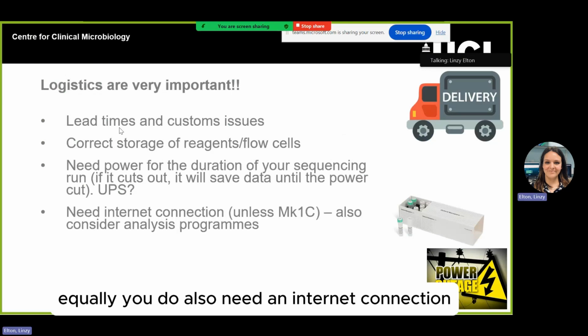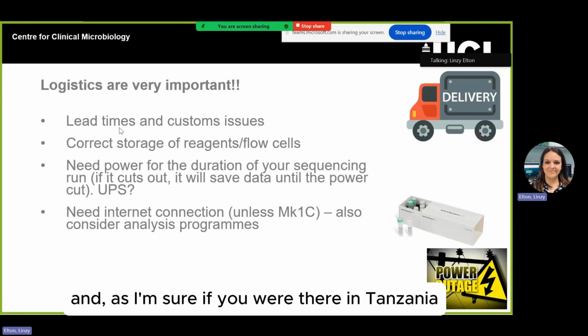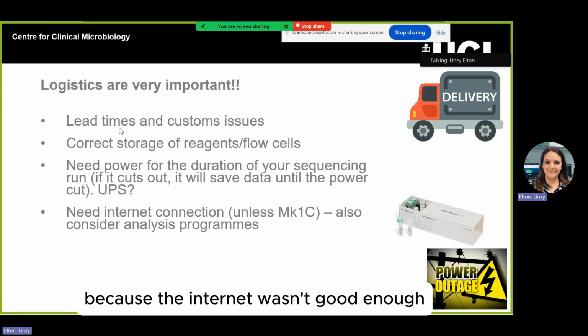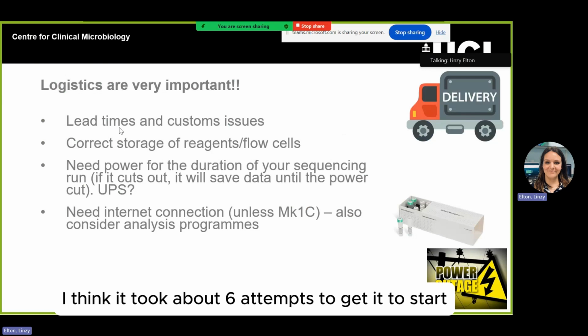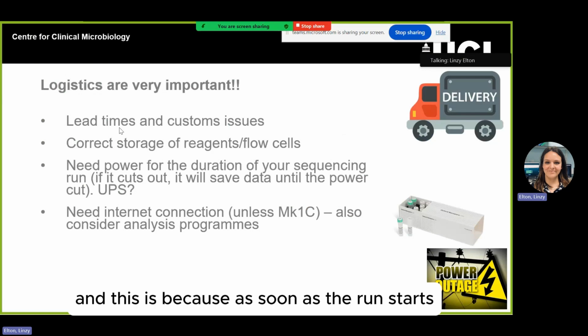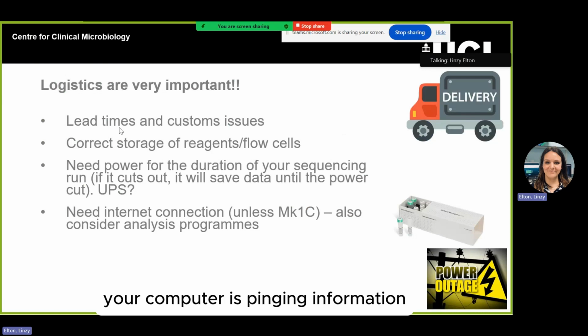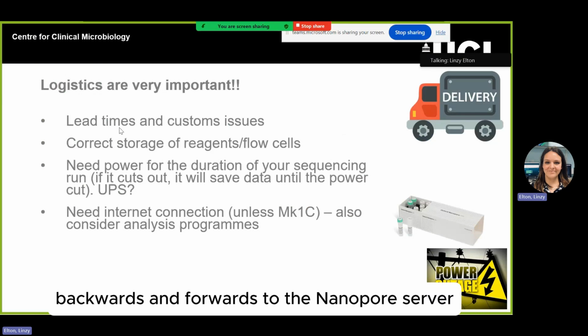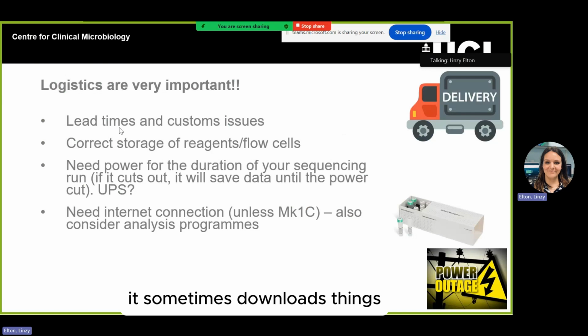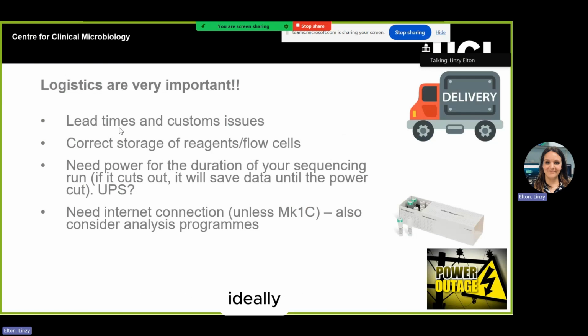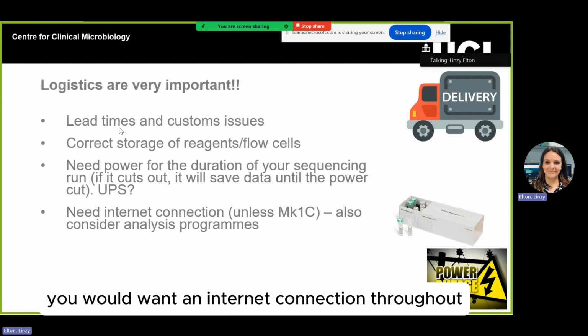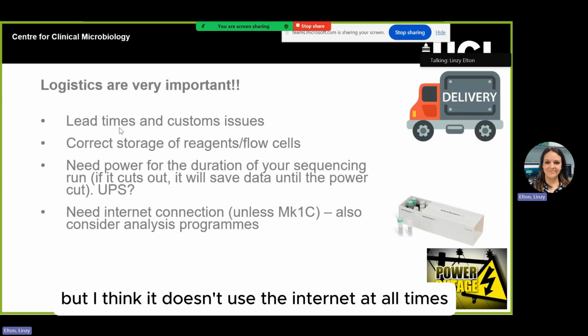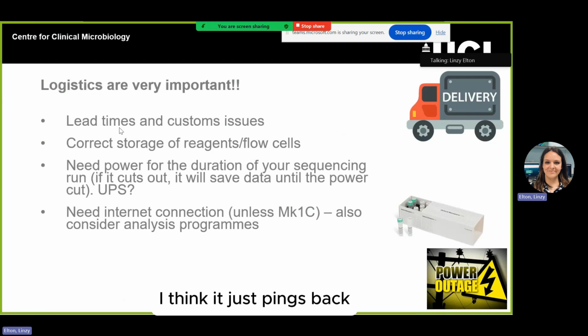Equally, you do also need an internet connection. And as I'm sure if you were there in Tanzania, you remember, we really struggled to get the runs to start because the internet wasn't good enough. I think it took about 6 attempts to get it to start. And this is because as soon as the run starts, your computer is pinging information backwards and forwards to the Nanopore server. It sometimes downloads things, especially if it's the first time it's been used in that area. So it's really important, especially right at the beginning, to have an internet connection. Ideally, you would want an internet connection throughout, but I think it doesn't use the internet at all times. I think it just pings back up and down to the server.